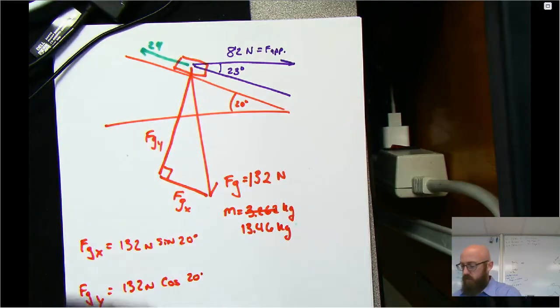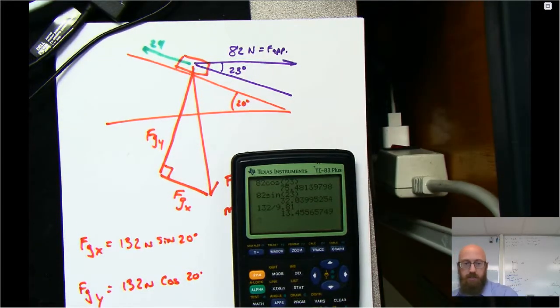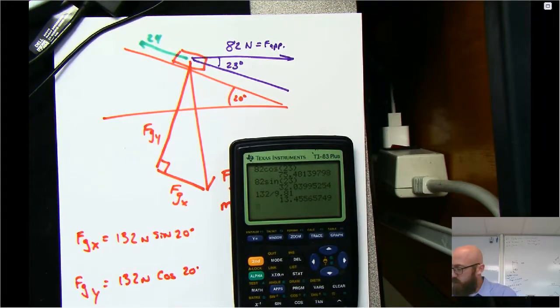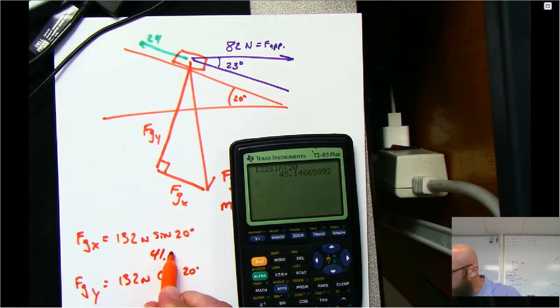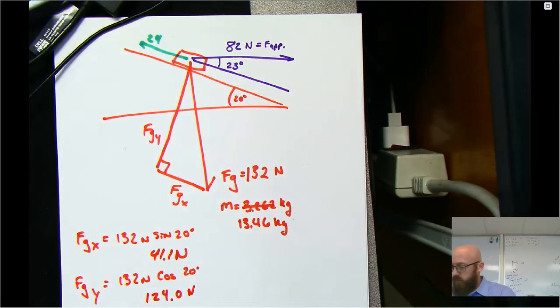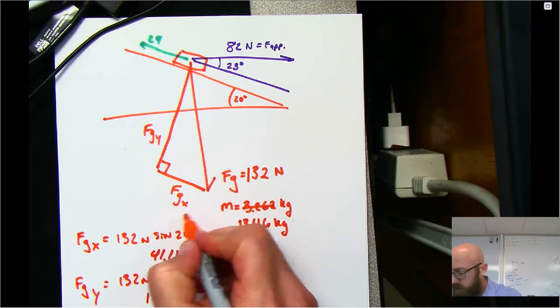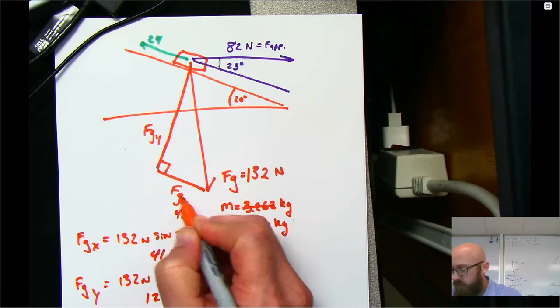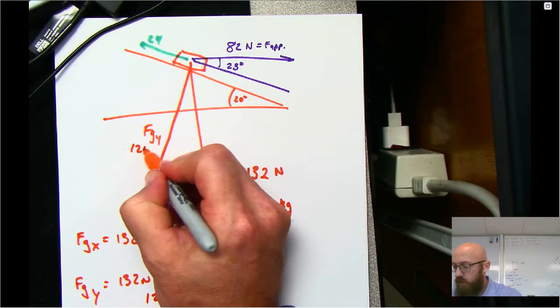Find the calculator. How excited I am to do this. So here you go. Let's take 132 times the sine of 20. We get, say, 41.1 newtons. 132 cosine of 20 is 124.0 newtons. So F_g,x is 41.1. F_g,y is 124.